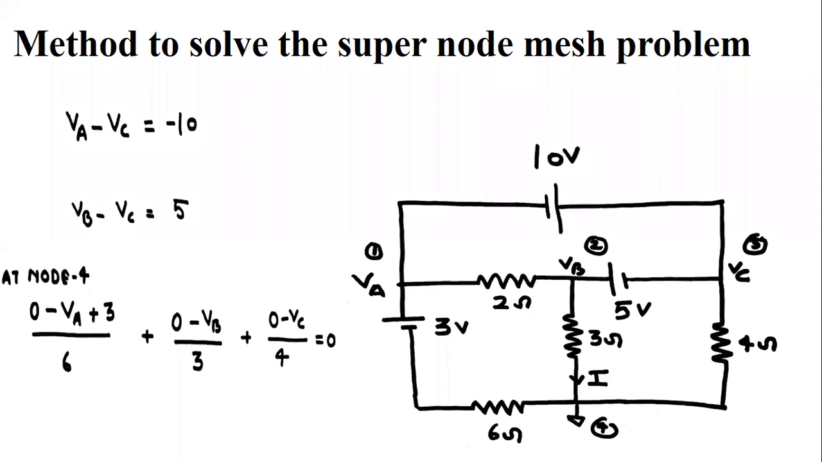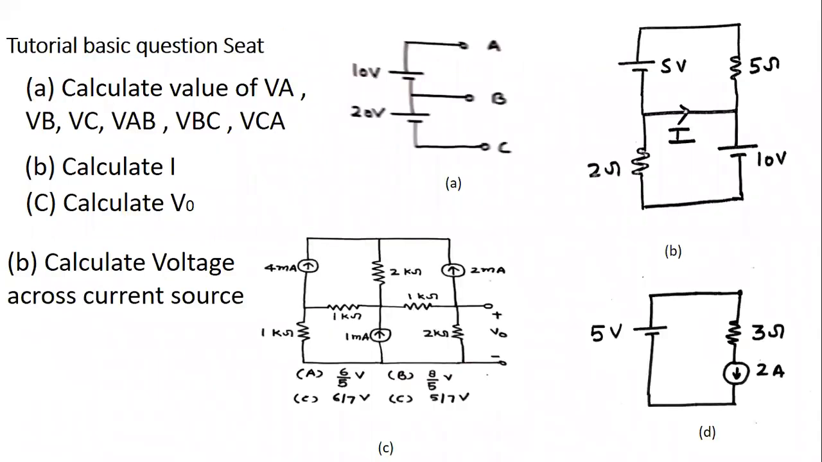Now, for the next lecture, we are giving you some basic questions, so just go through them. Question first: a 10 volt and a 2 volt battery are connected here. You have to calculate the value of PA, PB and PC. Also calculate the values of VAB, VBC and VCA. Just calculate these in question A. In question B, calculate the value of this current I. These are very basic questions.